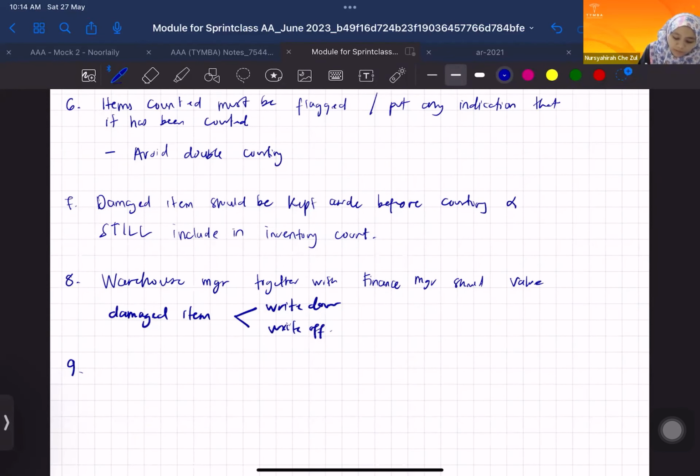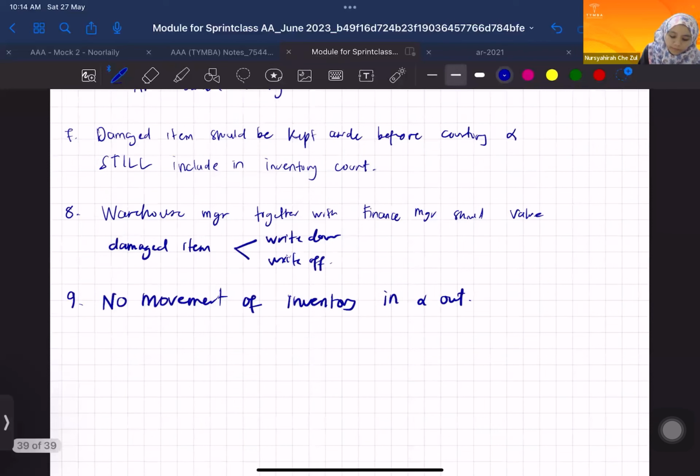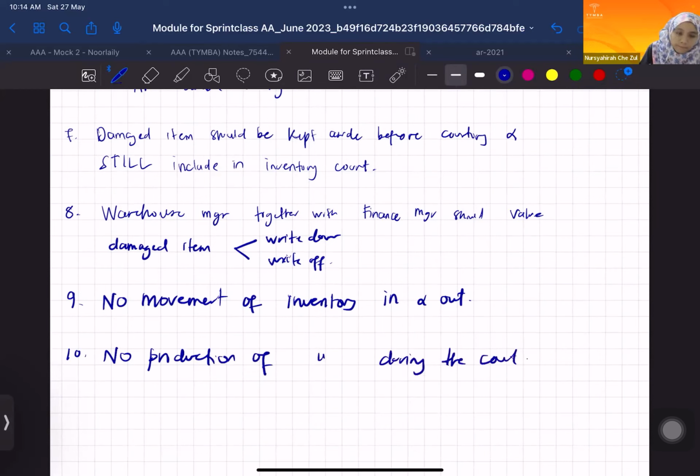No movement of inventory in and out. Number 10, no production of inventory during the count. Okay, what else? I think that's all.